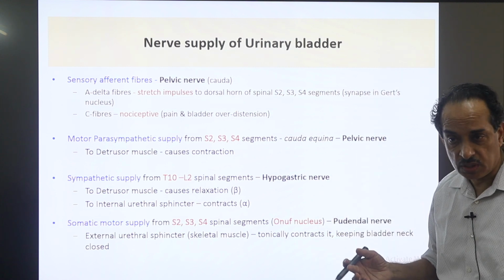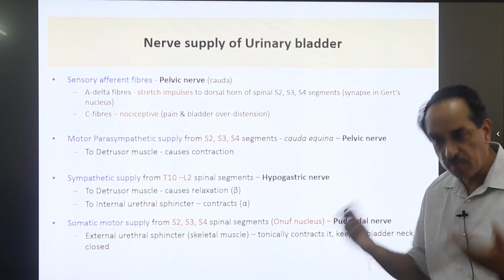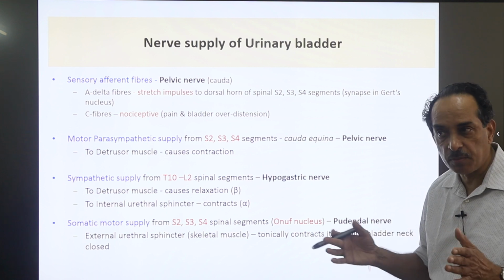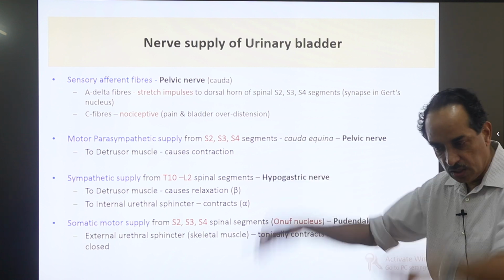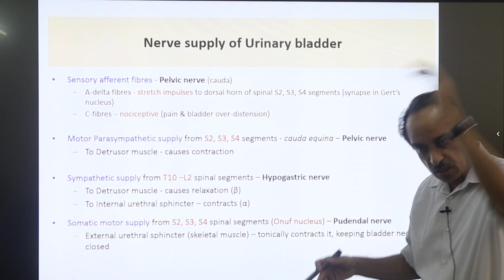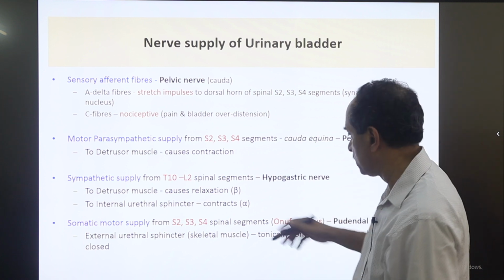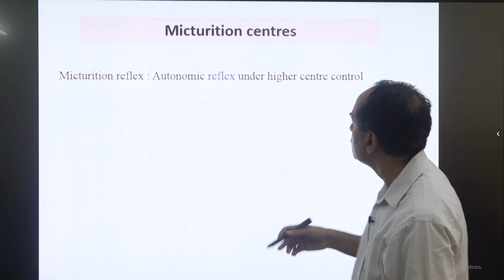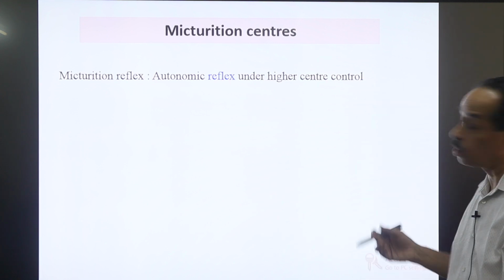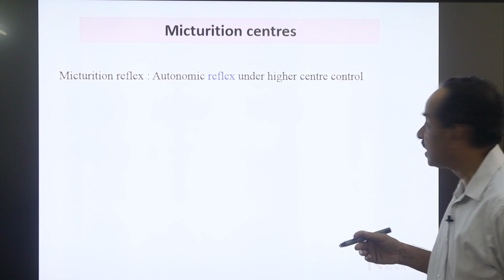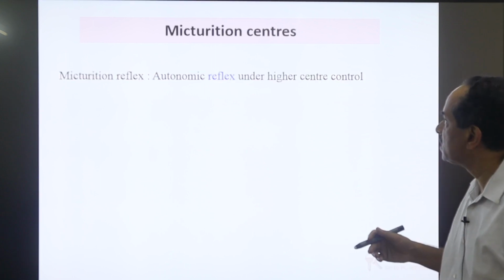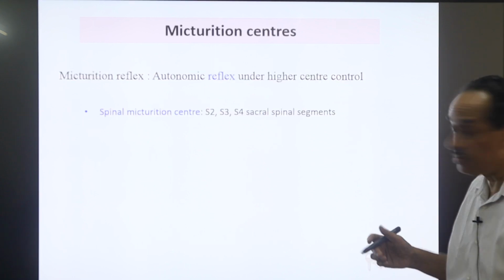of micturition, for social reasons, or even before, since micturition is a time when the person is vulnerable to being preyed upon and all that. So there are a lot of layers of control at the higher centers. Next one. So it's the autonomic reflex under higher control. Next one. Higher centers we are going to talk about.